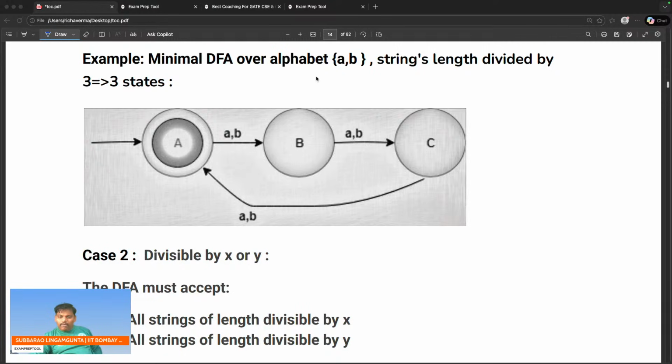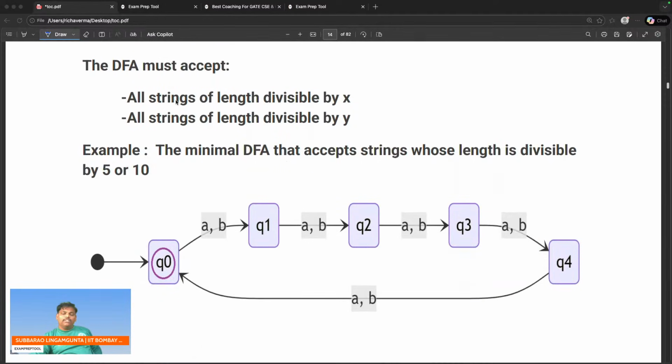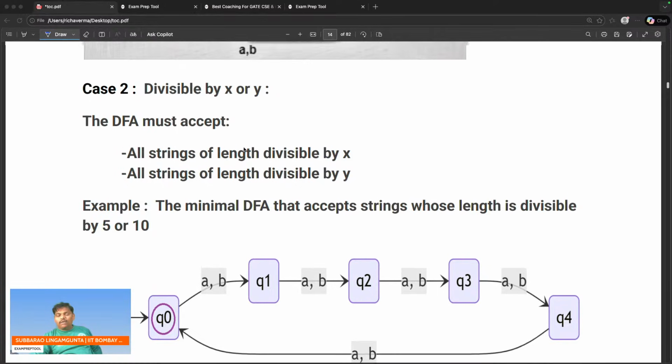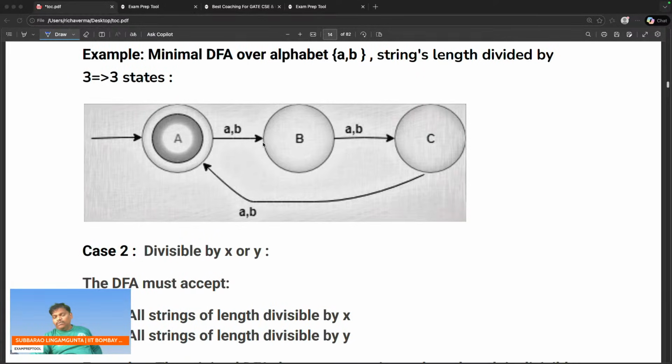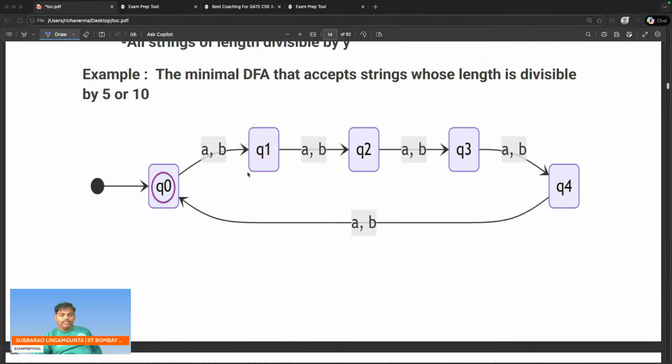Right? Now come here. Minimal DFA accepting every string whose length is divisible by 3: so 3 states. Next one, all strings of length divisible by X or Y. Divisible by X, everyone knows X states. Divisible by Y, everyone knows Y states. But what about divisible by X or Y? Can you see some examples on this? The minimal DFA that accepts all strings whose length is divisible by 5 or 10.